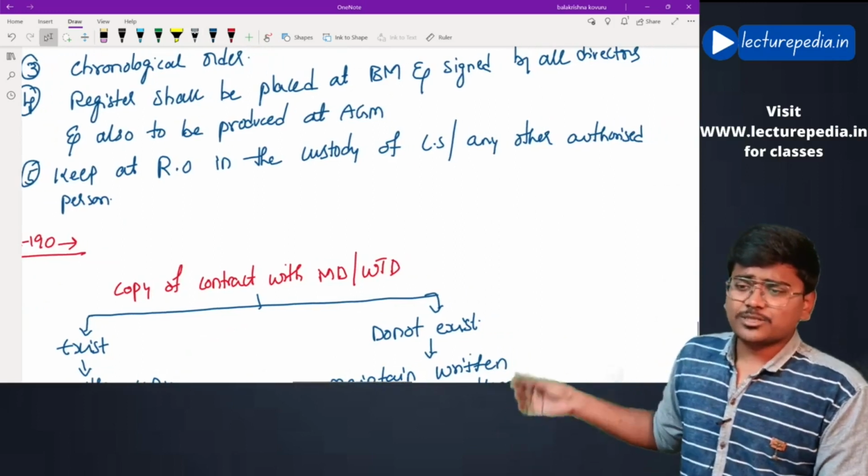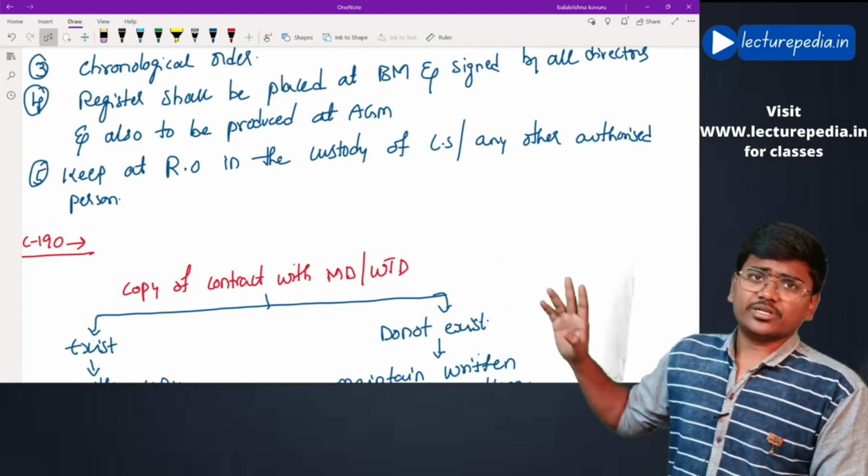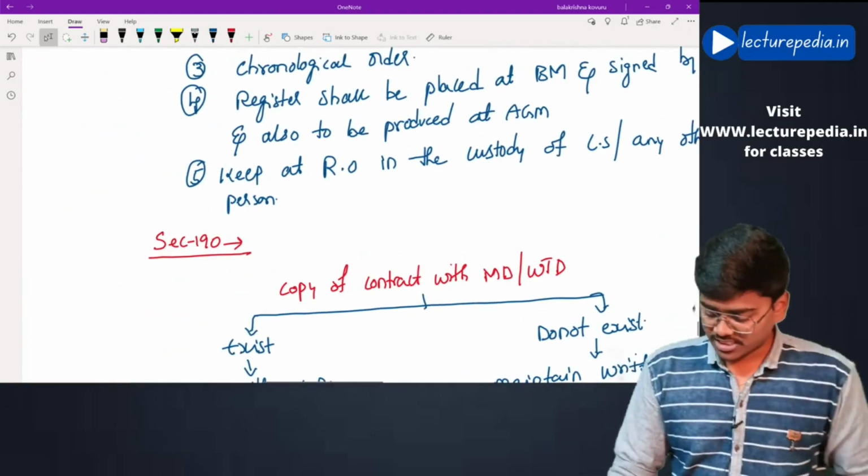And these registers must be kept at the register office in the custody of the company's secretary or any other person who is authorized. Hope that is clear.